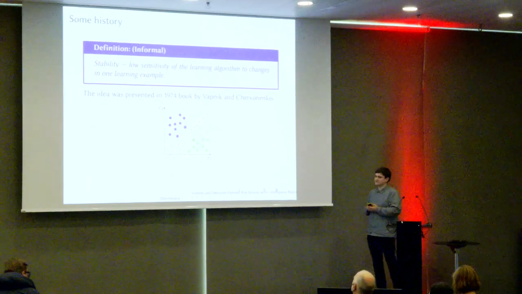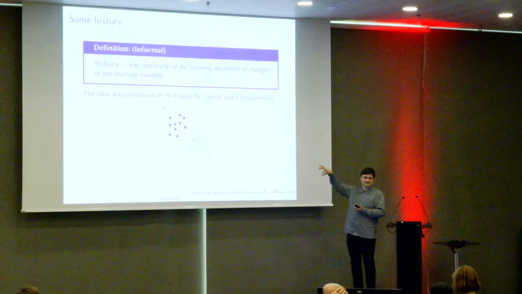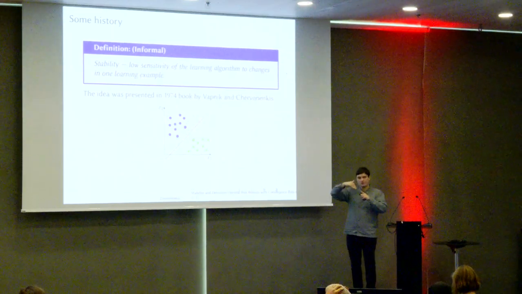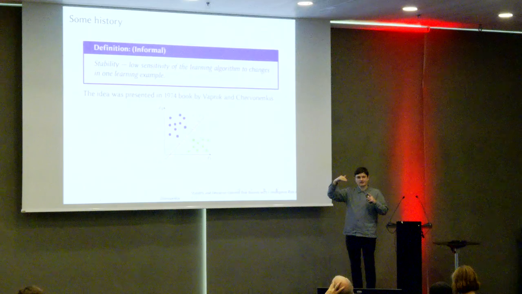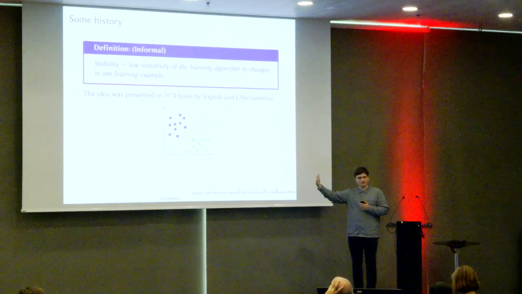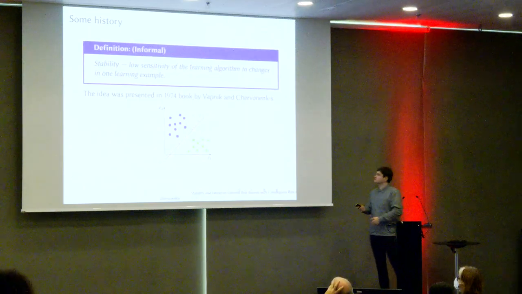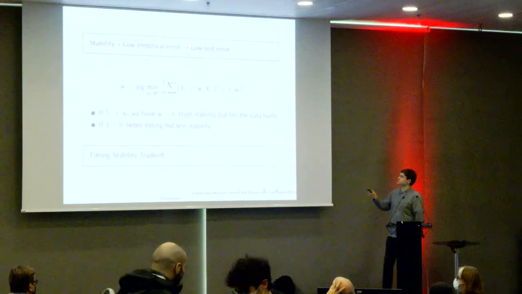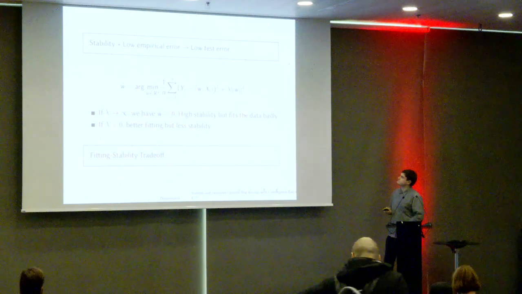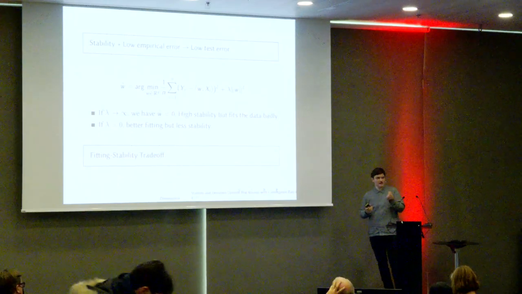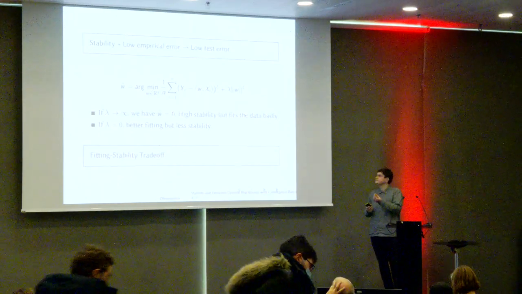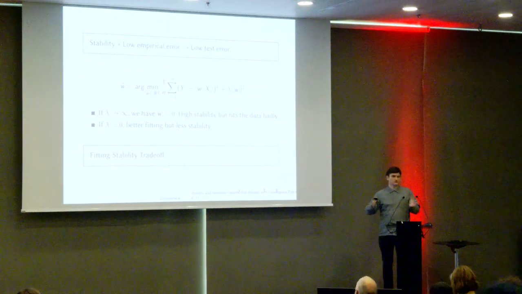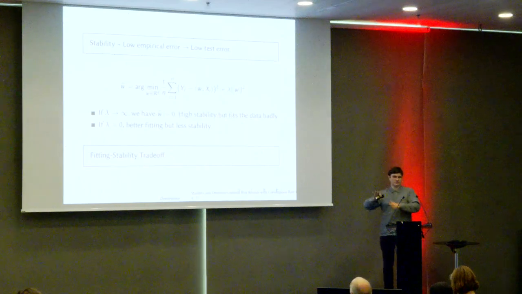These two facts, the fact that I'm not sensitive to many changes, as there are only three points, and the fact that I'm perfectly separating these points, are enough to prove generalization. That's how the first bounds were proven. In general, stability is used as follows. If I have stability, so low sensitivity to changes, and a low empirical error, then this implies a low test error. All the results on stability are of this sort: I use two to imply the third.